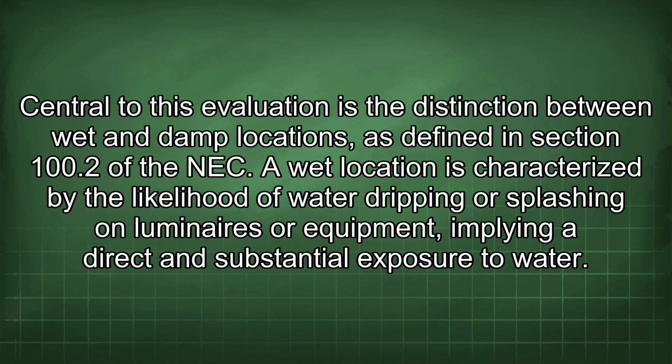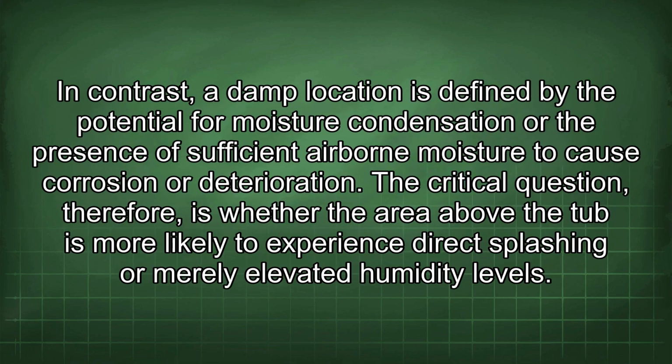Central to this evaluation is the distinction between wet and damp locations, as defined in Section 100.2 of the NEC. A wet location is characterized by the likelihood of water dripping or splashing on luminaires or equipment, implying a direct and substantial exposure to water. In contrast, a damp location is defined by the potential for moisture condensation or the presence of sufficient airborne moisture to cause corrosion or deterioration.